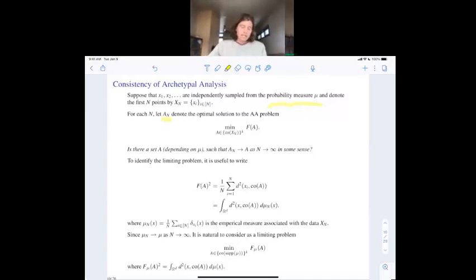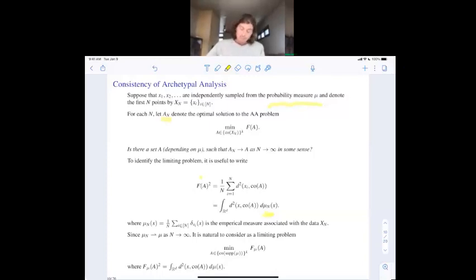All right, to identify the limiting problem, it's useful to rewrite this sum as an integral with respect to the empirical measure. So I can just rewrite the objective function in this way. And mu_n is just the sum of Dirac deltas centered at each of my data points, right? This is the empirical measure.